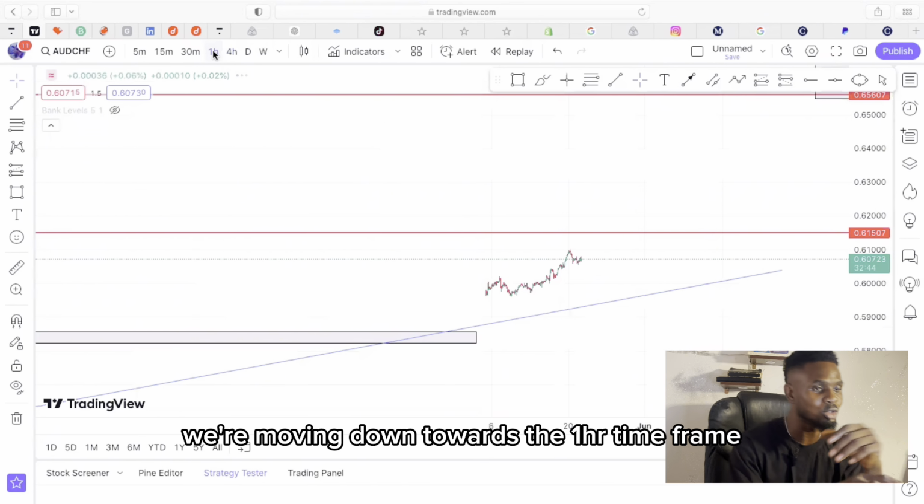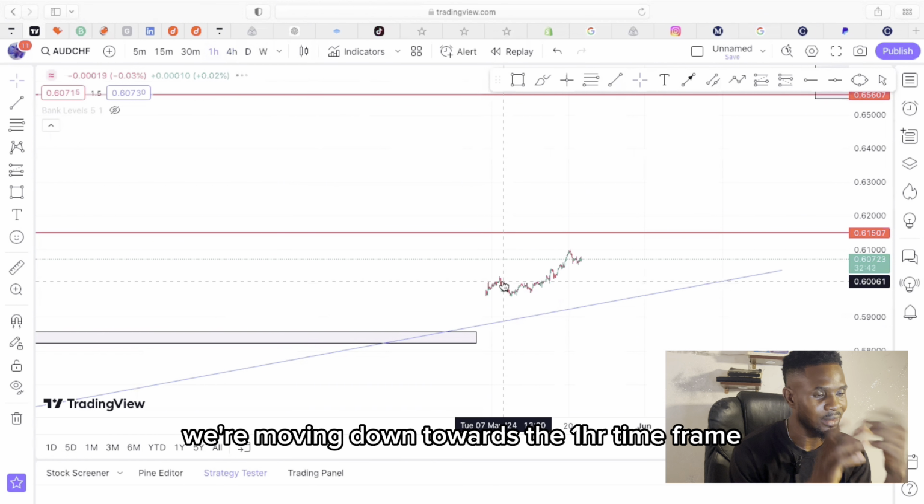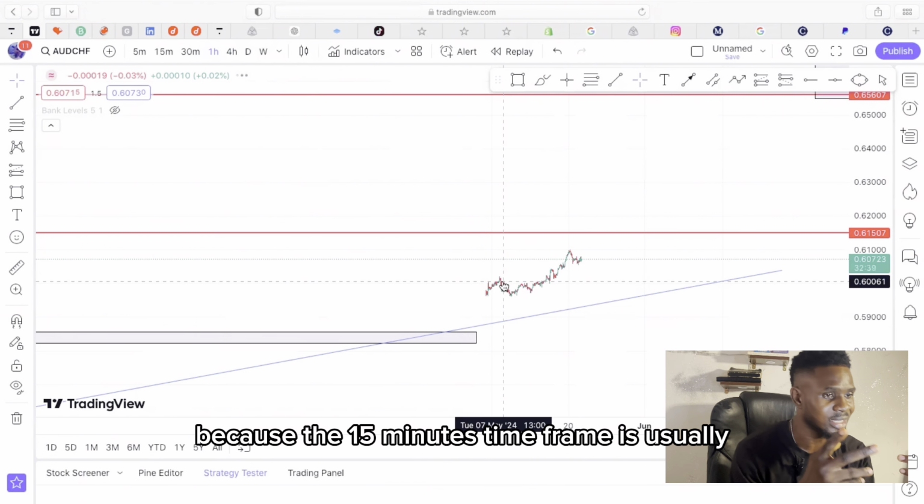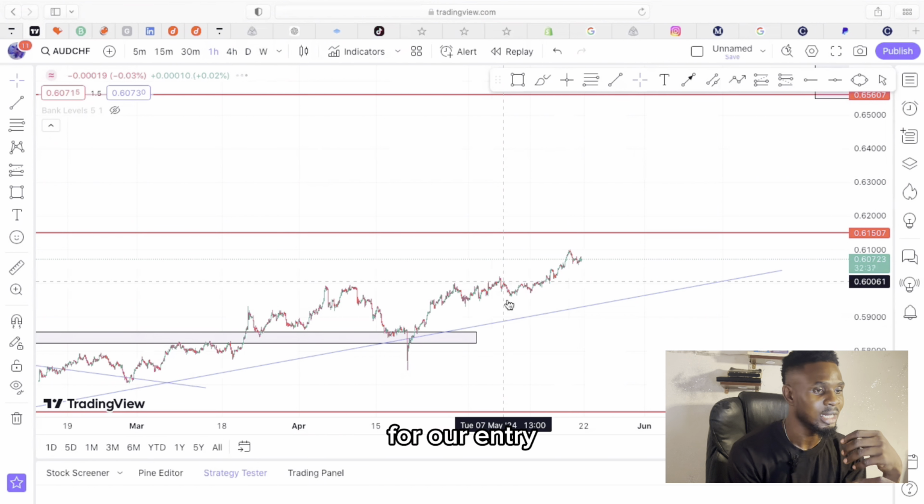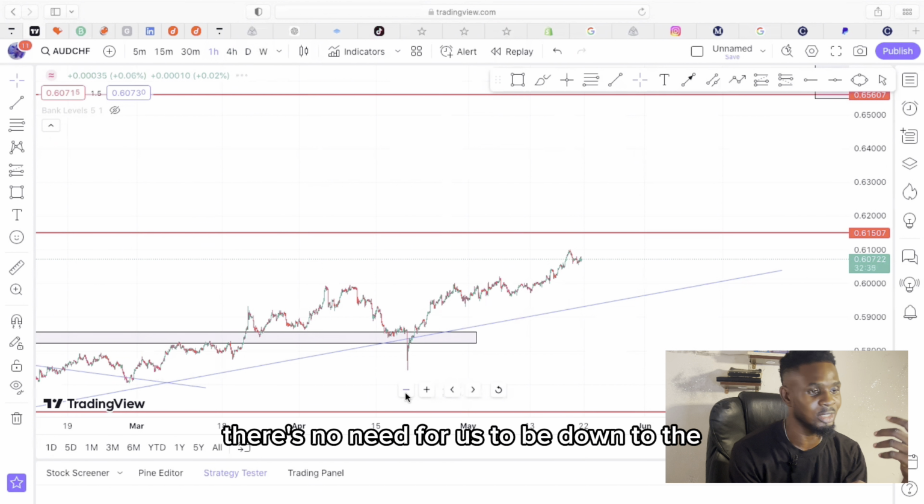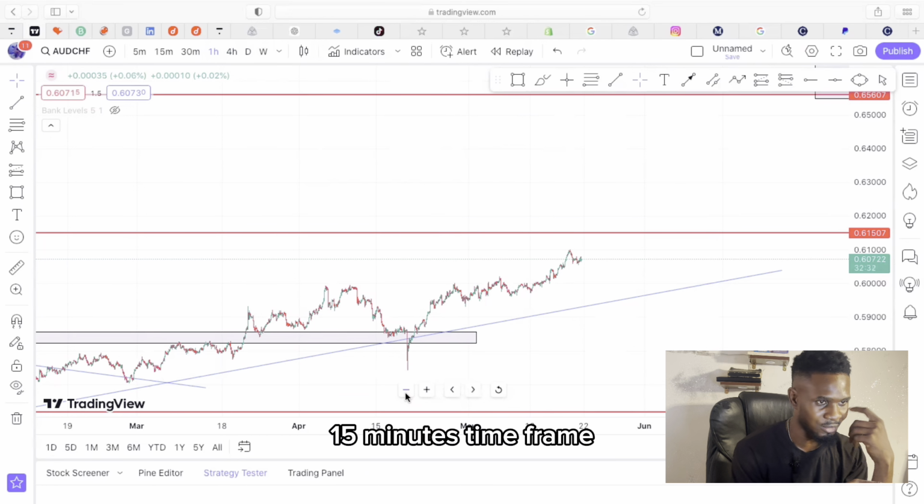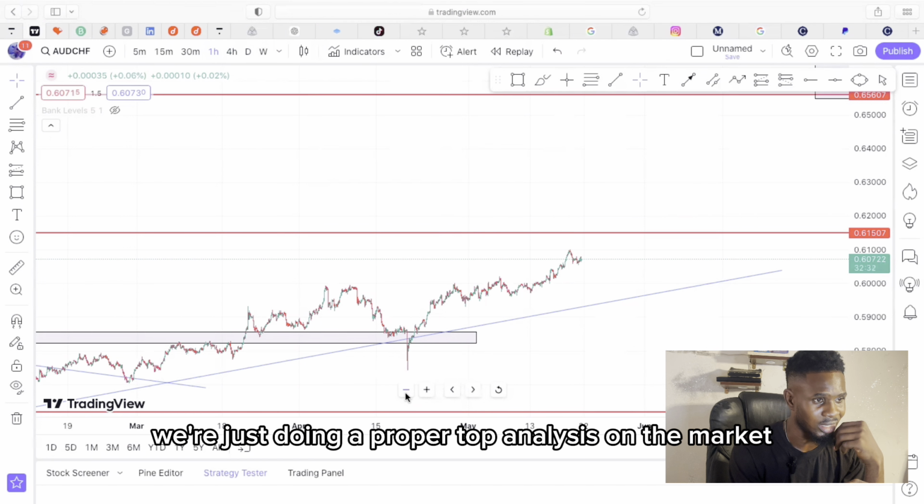So, we'll be moving down towards the 1 hour time frame, and this may be the last time frame because the 15 minutes time frame is usually for our entry, and if we don't see an entry in the market, there's no need for us moving down to the 15 minutes time frame. So you can see I was just doing a proper top-down analysis on the market.